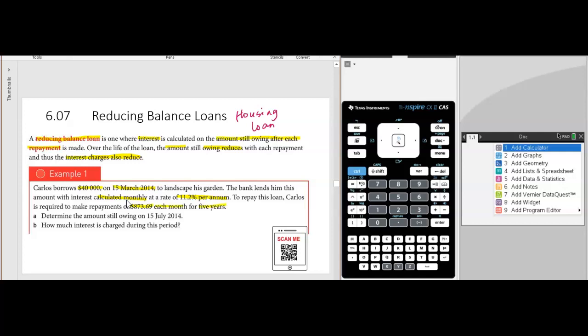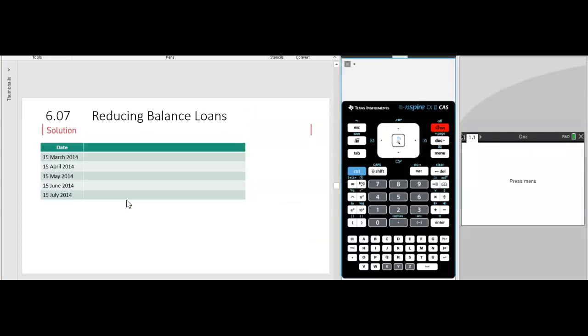The next part is to determine the amount still owing on the 15th of July 2014. The amount owed on the 15th of March will be 40,000. The interest is 11.2% per year, but because of monthly payment, we divide by 12, so in net it becomes 11.2 over 1200. So how much do you owe after 1 month?